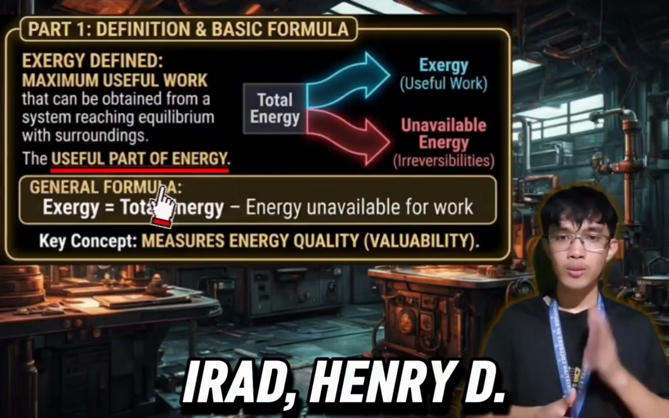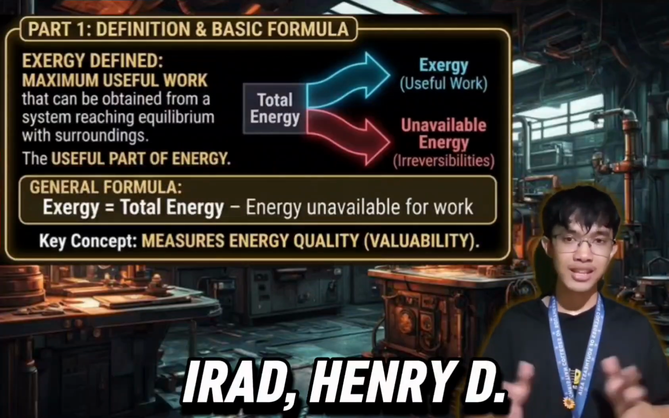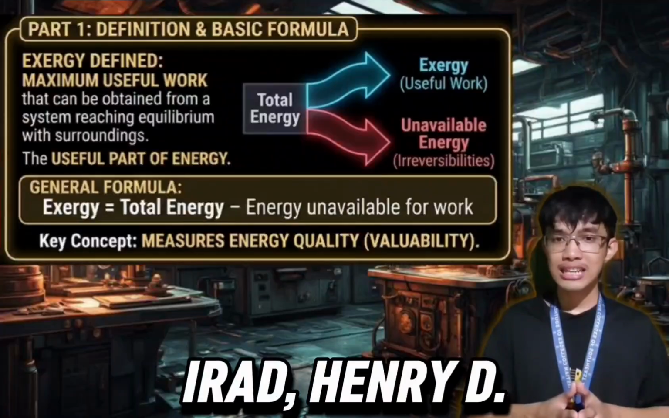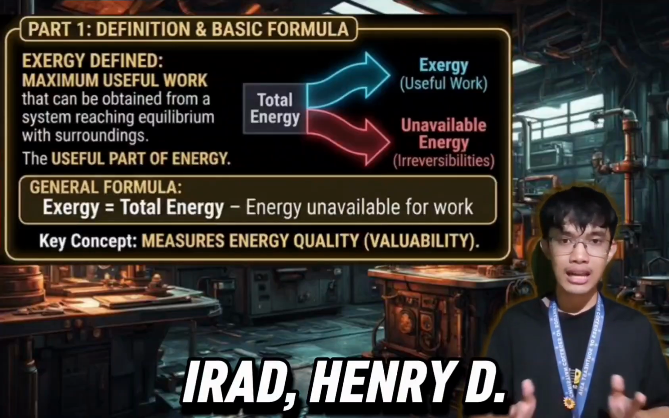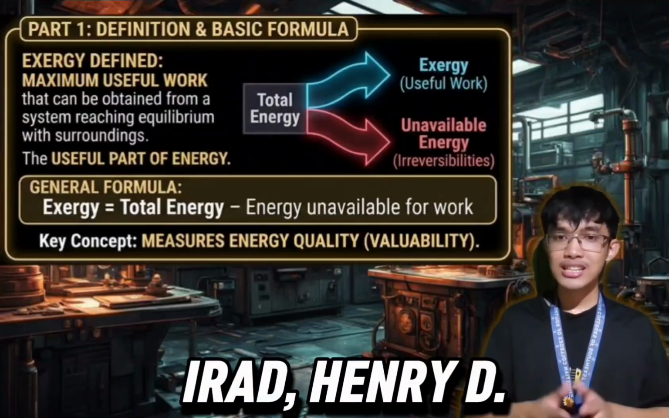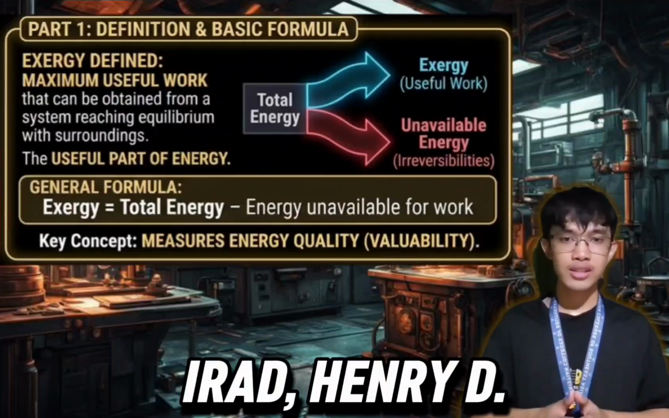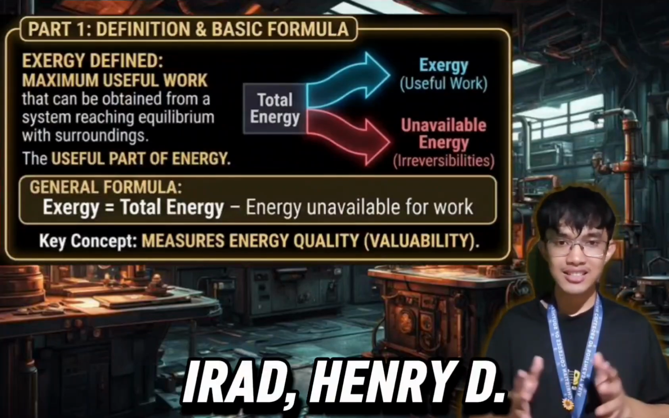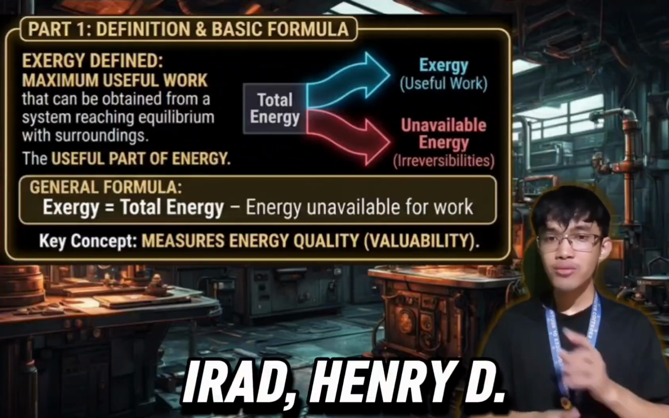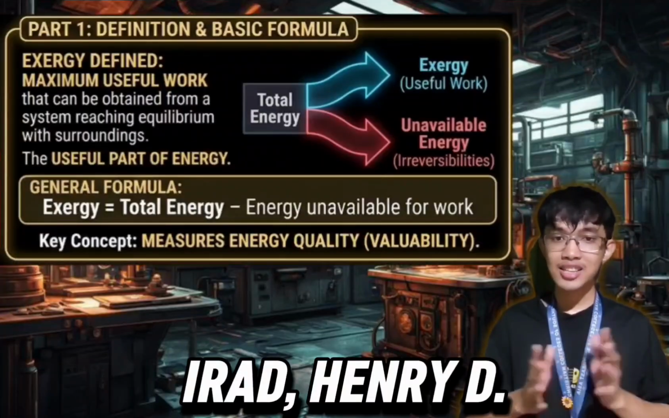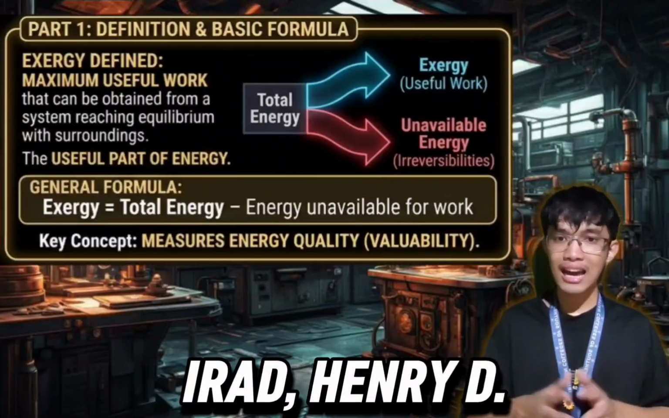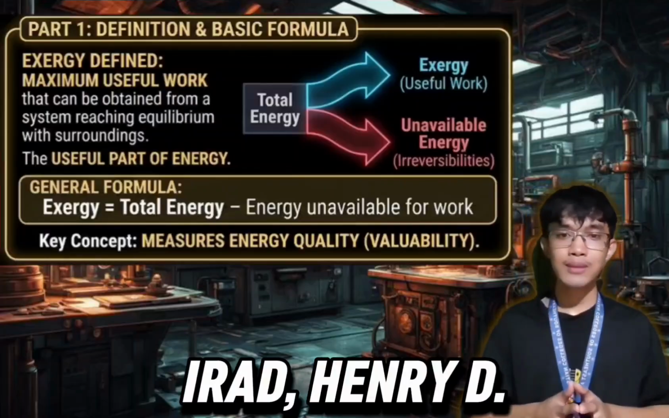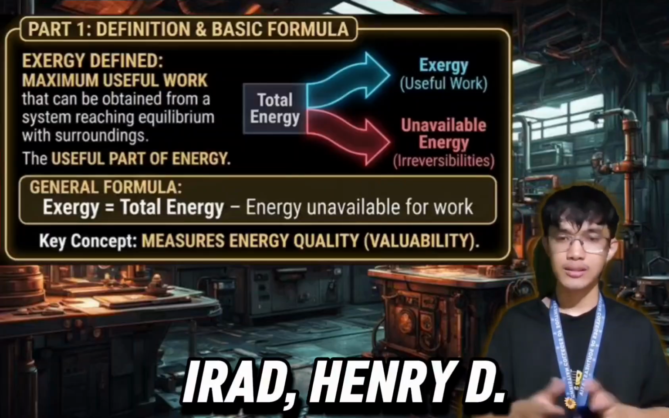While energy is always conserved according to the first law of thermodynamics, not all energy can be converted into useful work. Because of this, exergy is used to measure the quality or usefulness of energy. One simple way to understand it is that exergy tells us how valuable energy is in terms of doing work, or how much of it can still be converted into useful output.